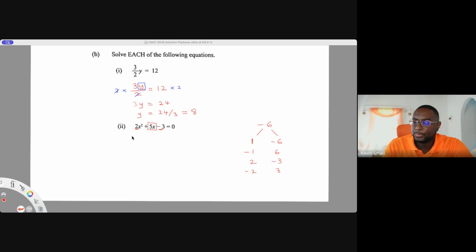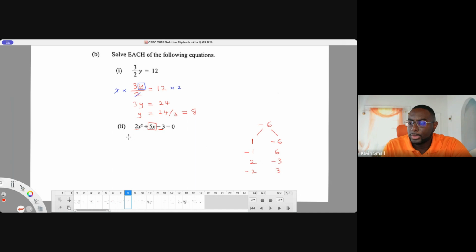So I will just rewrite the problem. I will say 2x squared. I'll break this up into the two things that we just mentioned, the 6 and the 1. I can put the 6 first if I care to, so I can say plus 6x, and I can say minus 1x. It doesn't matter which one you put first. Just make sure that you have this correct combination in the middle. -3 equals 0.